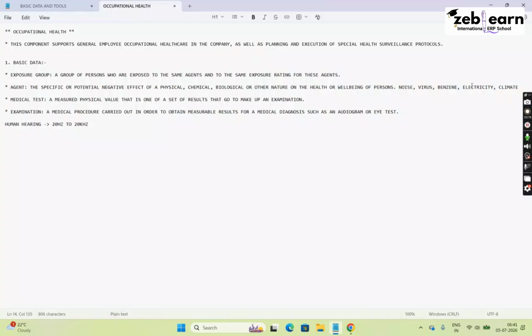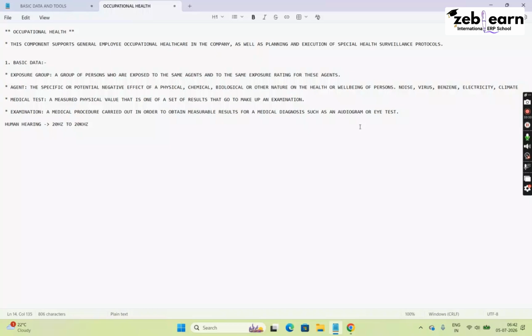Okay, but the audiogram test specially is something reserved for employees, because employees who are exposed to noise levels are more frequently sent for the audiogram test. Okay, that is one thing.